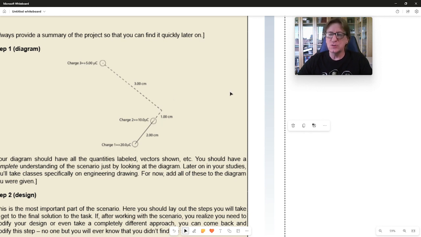Now, before we get too far into that, let's talk about that. A lot of people are going to want to put all 3 charges in and figure out the electric field due to all 3 charges. But we're considering basically charge 3 as a test charge.